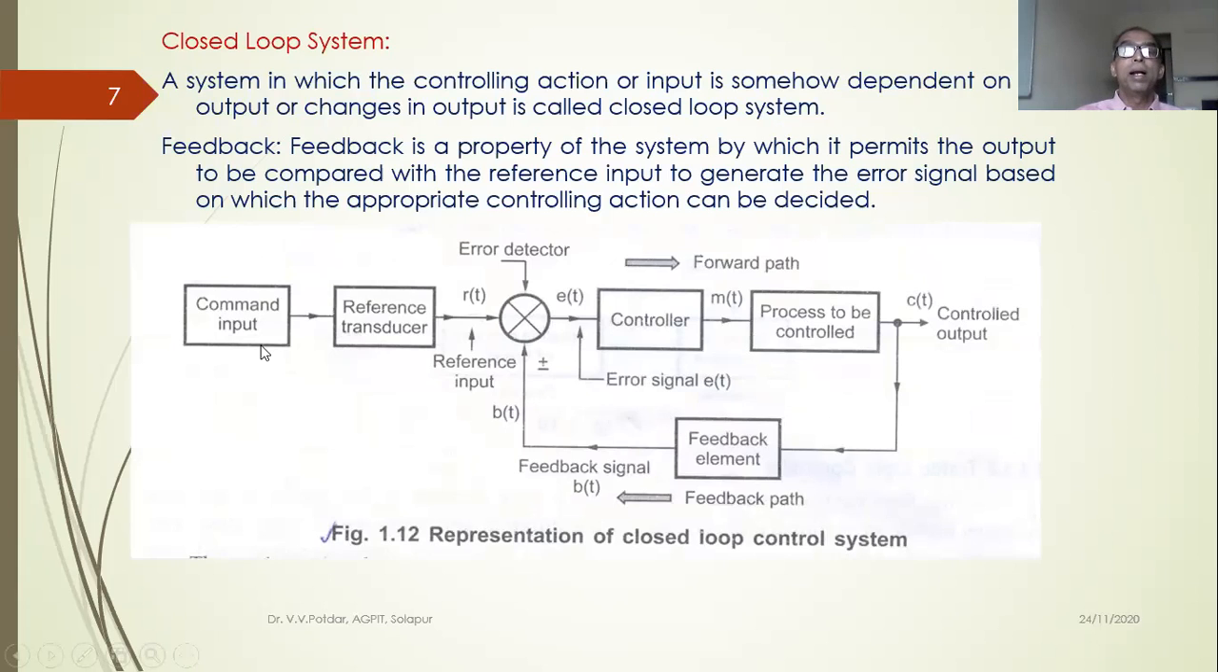So you have the command input, reference transducer, which sets the control signal, so to say. Now let us look at an example. Let us say the furnace control example. That will be the process to be controlled. Your furnace will be the process or the system to be controlled.